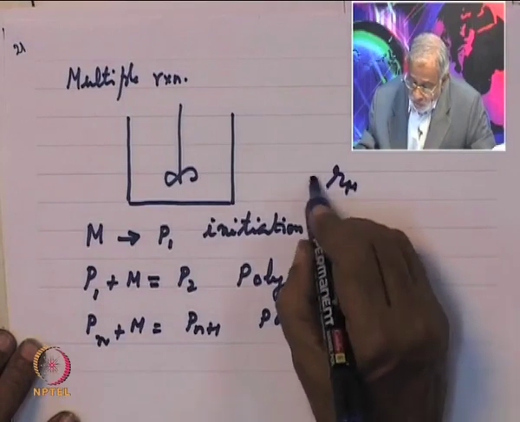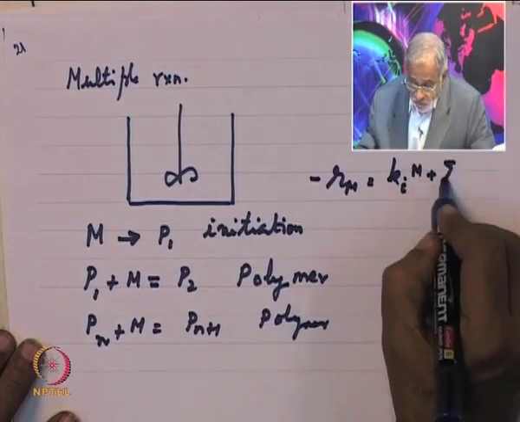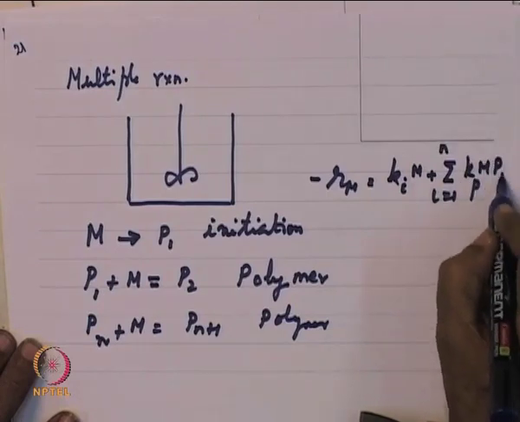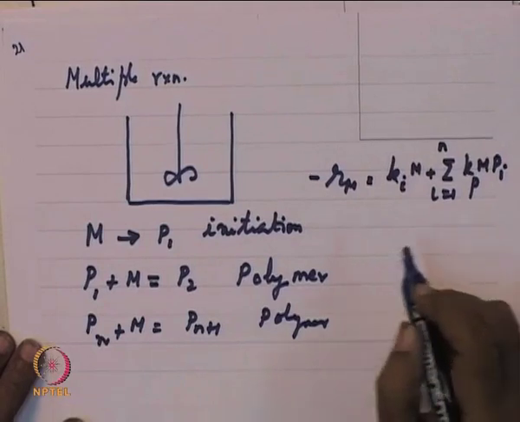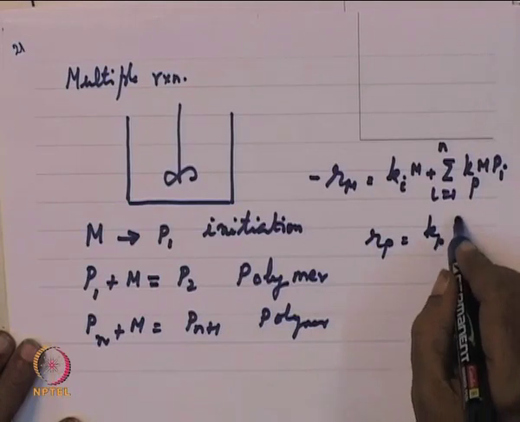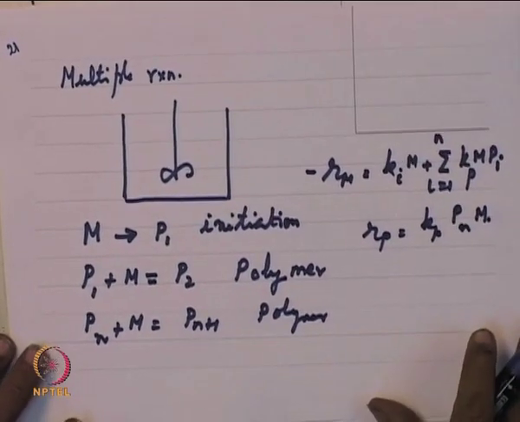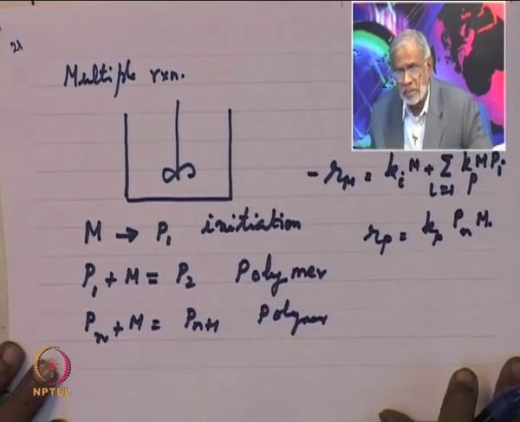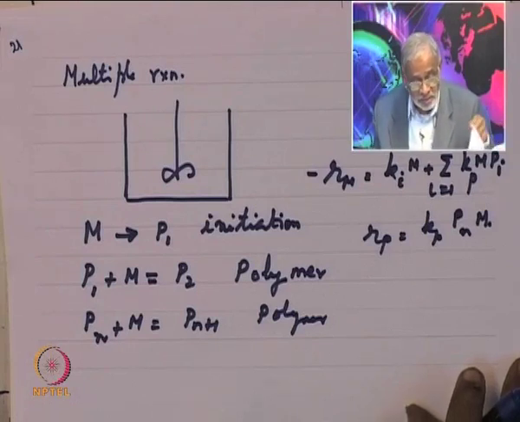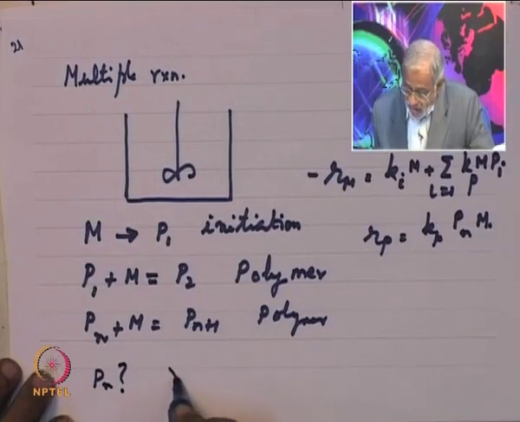Rm, which is the rate of formation of monomer, is K_I m plus the sum over i equal to 1 to n of K_p m P_i. This is the rate at which monomer is consumed. And then the rate of production of polymer, Rp, is given as K_p Pn m. So our job here is to set up equations that will tell us how the reactions will move forward. That means setting up equations that will tell us what is Pn, and then what is x and so on.